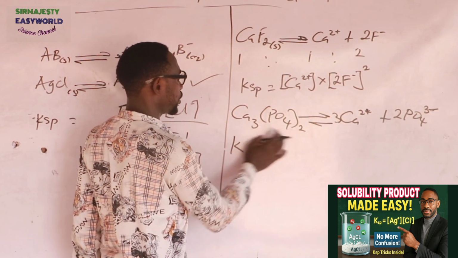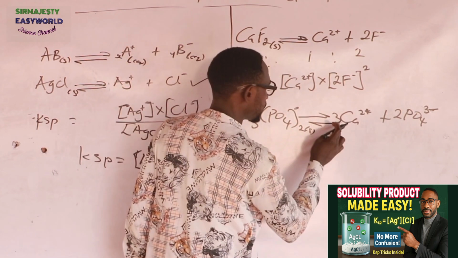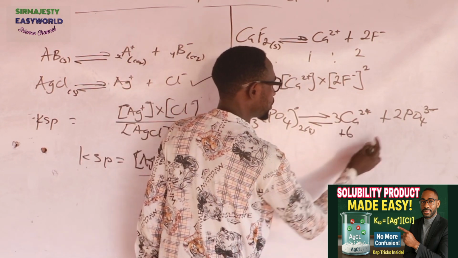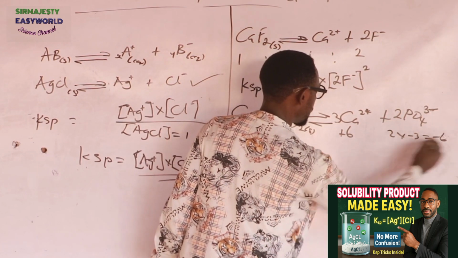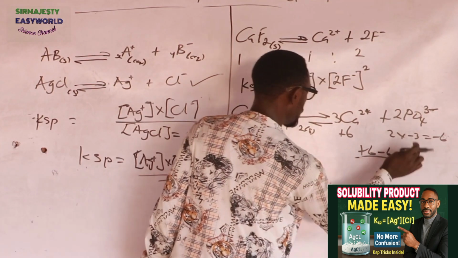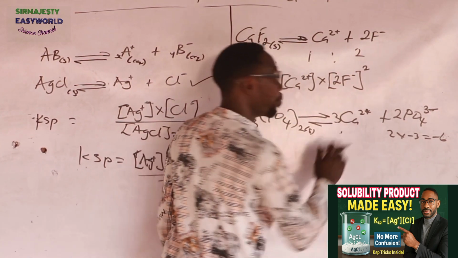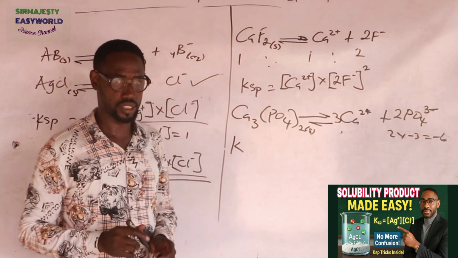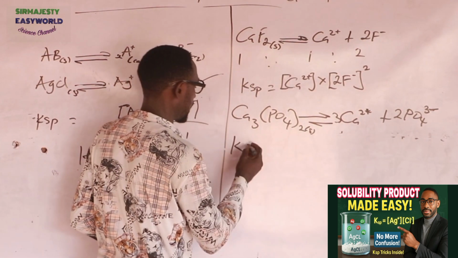The total charge here is what? 0. That is solid. But the total charge here is 3 times 2 is plus 6. 2 times minus 3 is minus 6. Plus 6 minus 6 is equal to 0. So charges are equal. 0 here, 0 here. So while writing this, make sure that both atoms and charges do what? Balance. Alright?